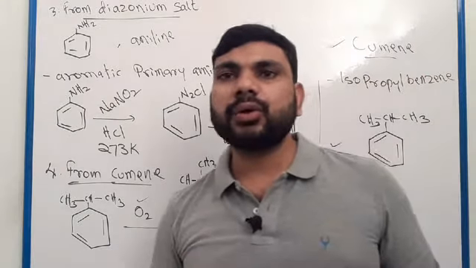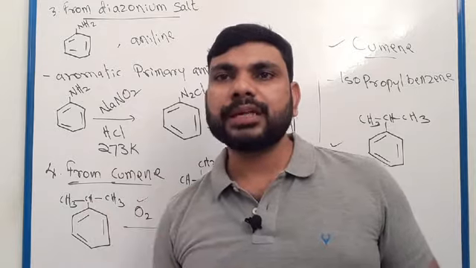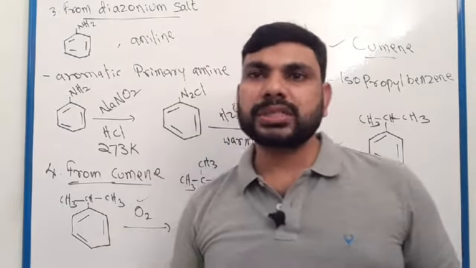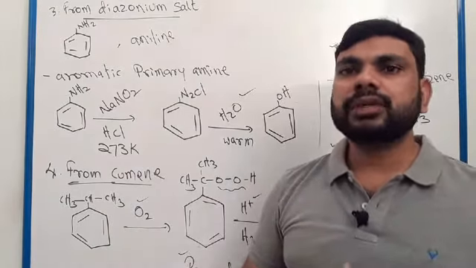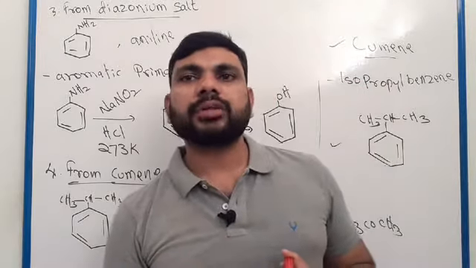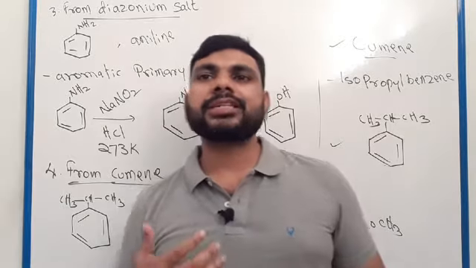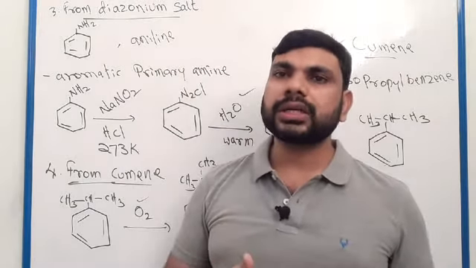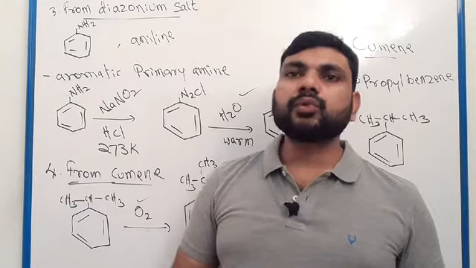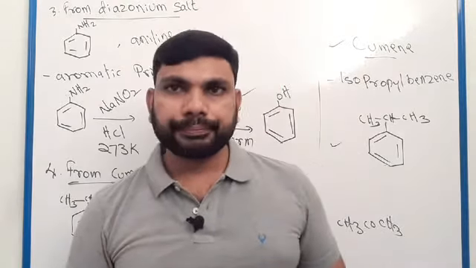Benzene diazonium chloride means benzene with N2Cl on top of the benzene. Aniline treated with HCl and sodium nitrite will give benzene diazonium chloride. Benzene diazonium chloride, mixed with water or warmed with water, changes to phenol.